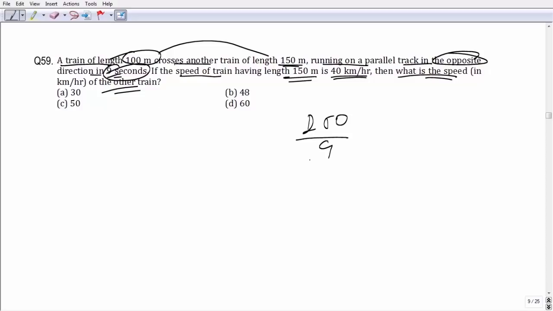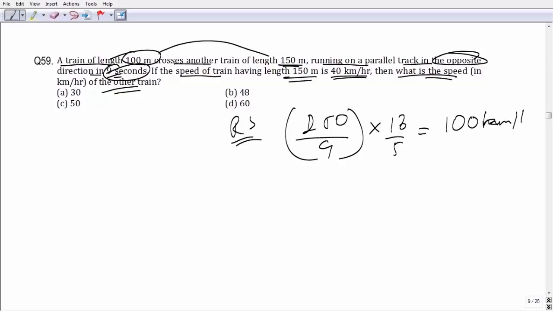9 seconds. So with that view, we can say that this will turn out to be our relative speed between the two trains, and that will be in meters per second. So to convert to kilometers per hour, all we need to do is multiply it by 18 by 5, and the answer turns out to be 100 kilometers per hour.